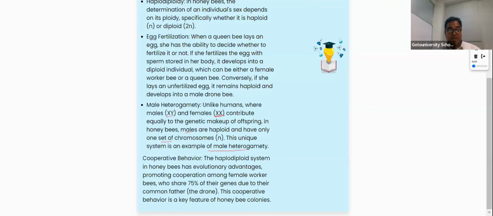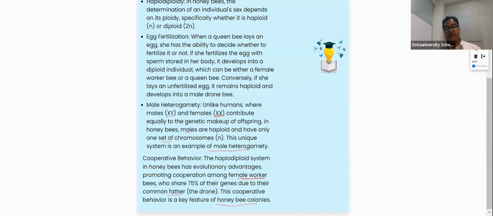Now the female worker bee shares 70% of the genes due to the common father drone. This cooperative behavior is a key feature of honeybee colonies, right? So the female worker bee shares 70% of the genes due to the common father. We already narrated this for you, right? The common father is what? Drone. Drone is the common father, right?